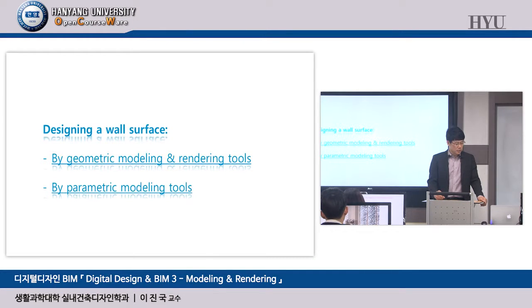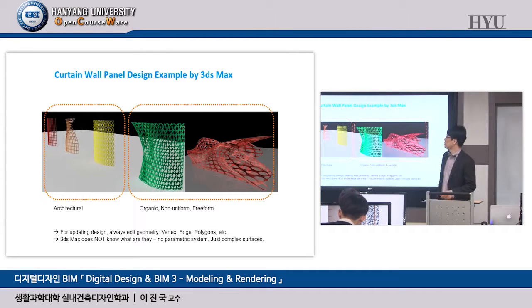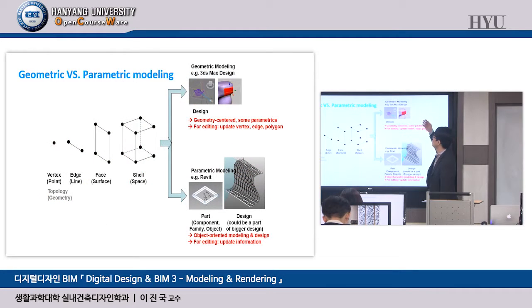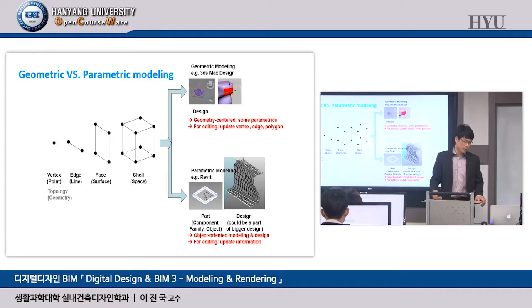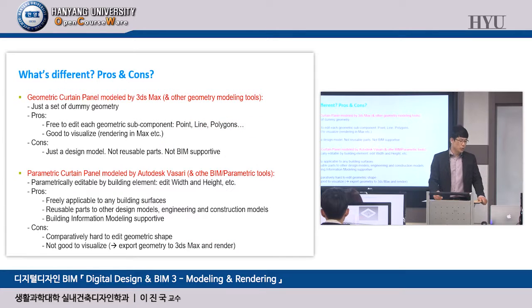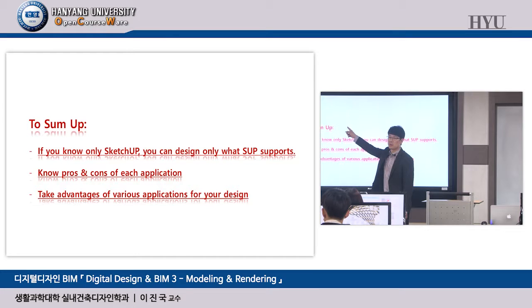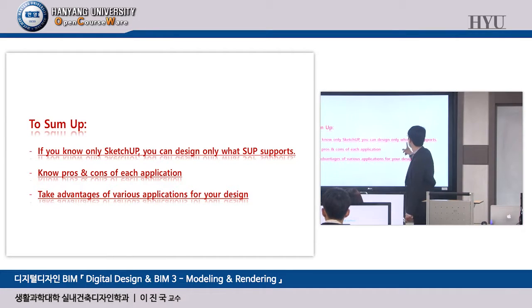So designing a wall surface using both ways, we can get some organic shape or container-like structure easily, but they are totally different approaches we have reviewed, okay? Geometry-based approach, parametric modeling-based approach, okay? Geometry-centered, and object-oriented using part and assembly. So you know the difference, the pros and cons. To sum up, easily you can sum up, okay? If you know only SketchUp or 3D Max or Rhino, whatever it is, you can design only what SketchUp or Rhino or 3D Max supports, okay? Knowing pros and cons, that is important, that is critical.